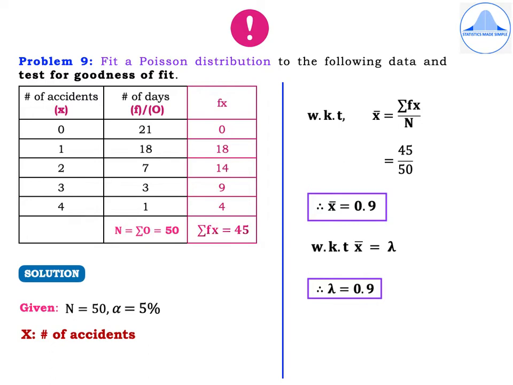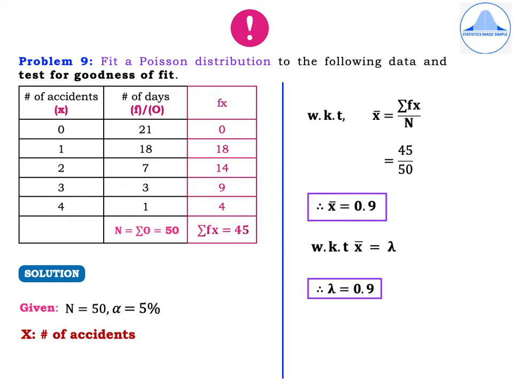the Poisson distribution. So starting with the solution, first write given capital N is equal to 50 and alpha is equal to 5%. So capital X stands for the number of accidents. Now in the table, let us compute Fx. So you get 0, 18, 14, 9 and 4, which gives summation Fx equal to 45. Now calculate X bar, which has the formula summation Fx by n, which is equal to 45 divided by 50, which gives X bar equal to 0.9.